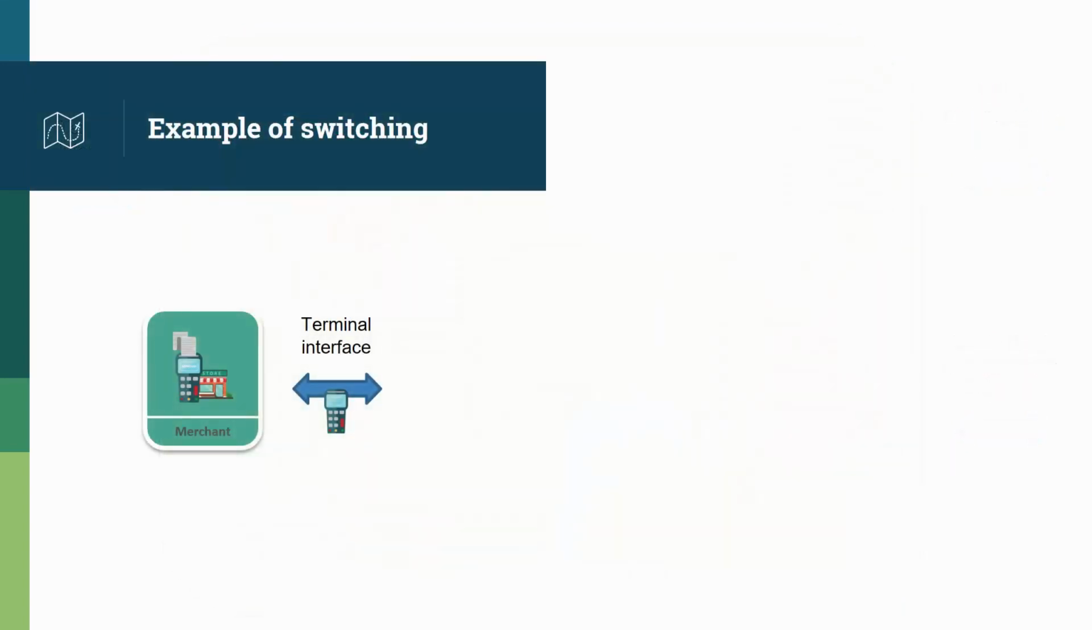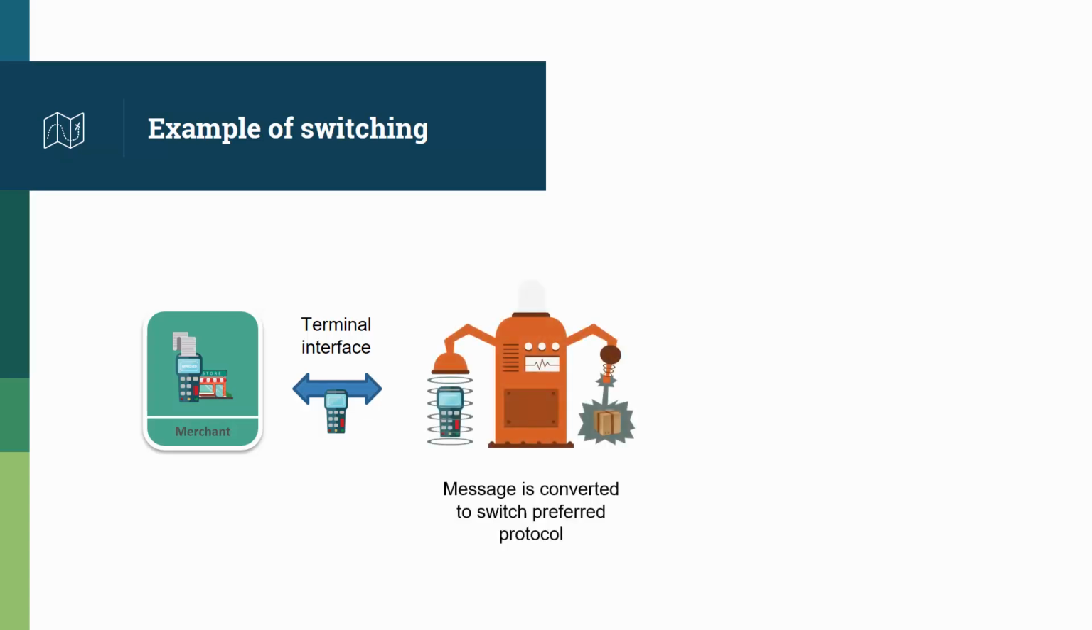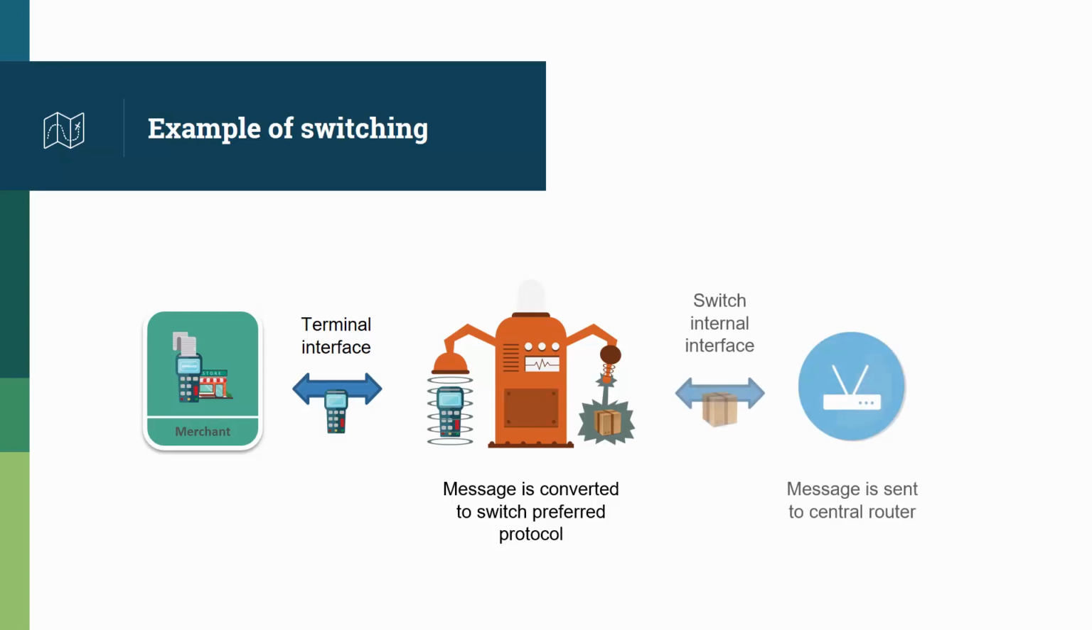A message originates from a payment terminal and is sent to the acquirer switch over the terminal interface. The message is then converted to the switch preferred protocol, which turns it into an internal message that contains the same information as the terminal message. That new message is then sent to the central router.